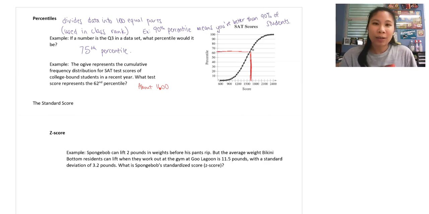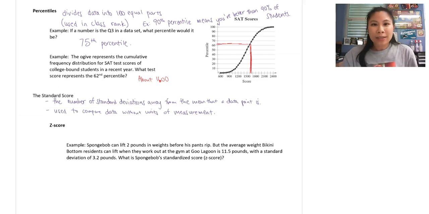The last thing I want to talk about in this section is the standard score. So for a standard score, we're basically trying to compare different data sets no matter what kind of unit of measurement the data is talking about. So if we're measuring heights in inches, feet, meters, versus measuring weights, whatever unit of measurement the data is talking about, we want to have a way to compare no matter what type of data it is. So that's why it's kind of like the standard. It's a standard score.